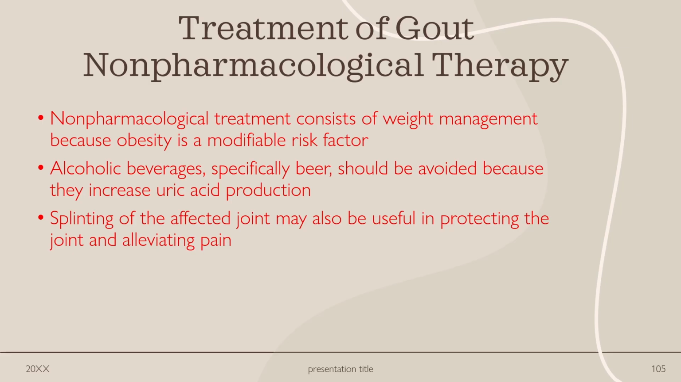Treatment of gout, non-pharmacological therapy. Non-pharmacological treatment will consist of weight management because obesity is a modifiable risk factor. Alcoholic beverages, ladies and gentlemen, such as beer, should be avoided because they will increase uric acid production. Splinting of the affected joint may also be useful in protecting the joint and alleviating pain.